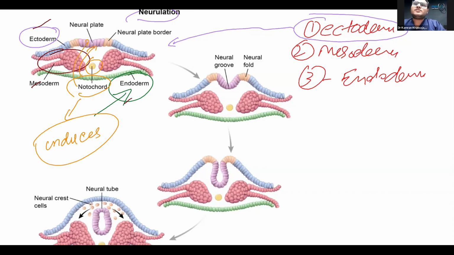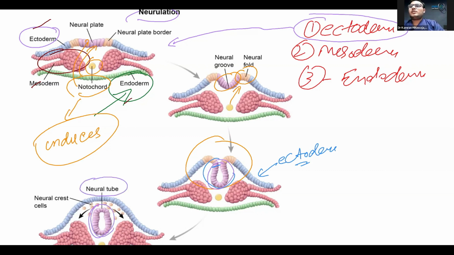When the notochord induces the neural plate, what will happen? The neural groove and neural fold are made. After further induction by the notochord, this structure is made. After that, the ectoderm is separated from the neural tube. Remember, the blue color here is the ectoderm, and you can see this structure separating. This separated structure here is the neural tube. It started with the notochord inducing the neural plate to form a neural groove and neural folds.